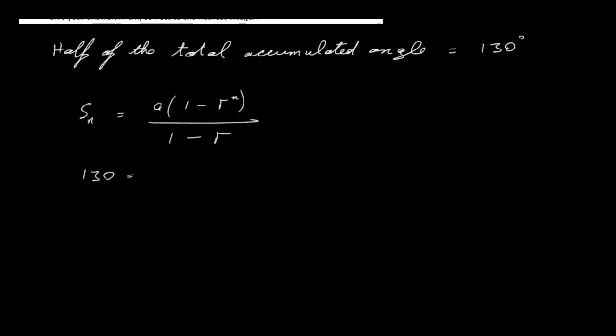So our a in this particular case as well is the first angle, which was 26 degrees. We're using 26. We've got to multiply that by 1 minus r, which is 0.9, raised to the power of n. We've got to find what n is. Divide by 1 minus r, which is 0.9. Now, let's just work through this.